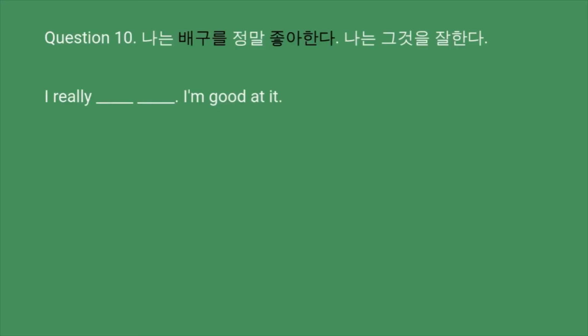Okay, so let's look at question 10. Okay, on the right there we've got, "I really something something. I'm good at it." Okay, looking at the Korean sentence on the left, we've got 나는 배를 정말 좋아한다. 나는 그것을 잘한다. So you can see the words missing from the English on the right have the same meaning as 배구 and 좋아한다. So we have to think, how can we express this in English?